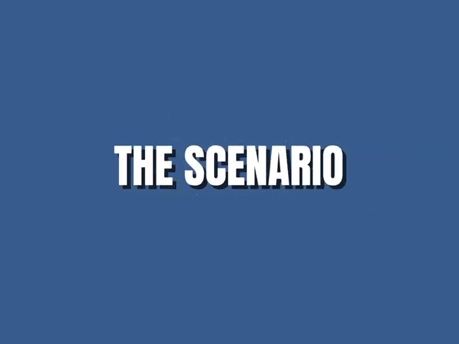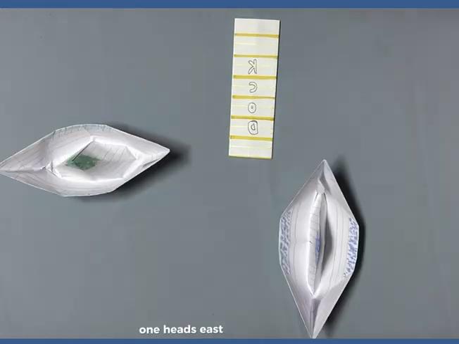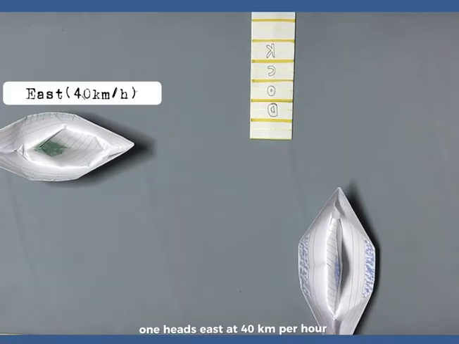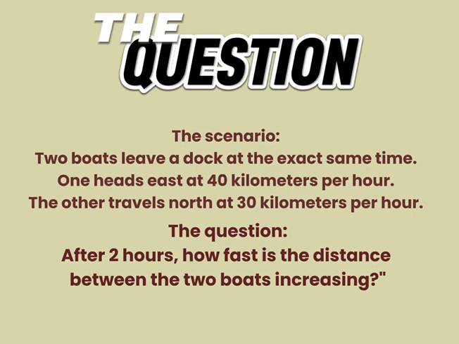Here's the scenario. Two boats leave a dock at the exact same time. One heads east at 40 kilometers per hour and the other travels north at 30 kilometers per hour. Now, the question is, after 2 hours, how fast is the distance between the two boats increasing?